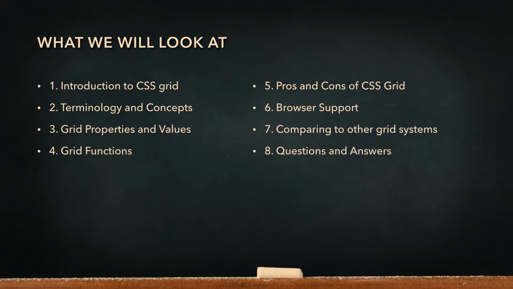So what we'll do today is, first we'll start with a little introduction to CSS Grid. Then I'll go over some terminology and concepts. We'll run across Grid, go over some Grid properties and values you see in CSS, the Grid functions that would be helpful to the whole development process. And then go over some pros and cons of CSS Grid, some of the browser support for it, comparing it to other grid systems, and then ending it with some question and answers. We started a little bit late, but I'm sure we'll still have time for a bit of Q&A at the end.